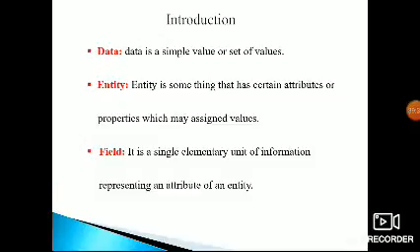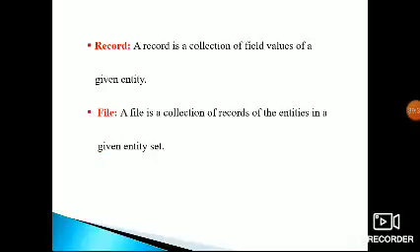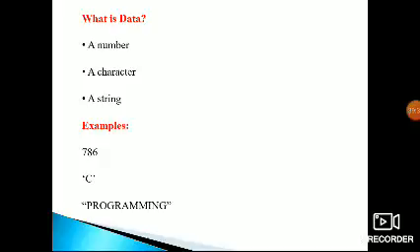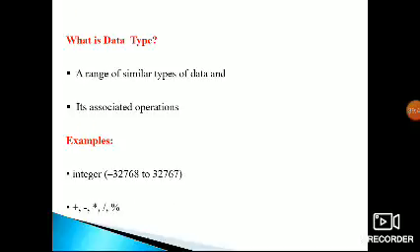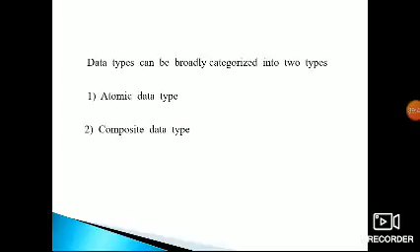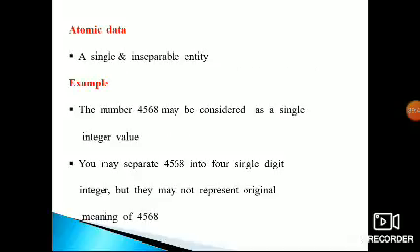So what is data? Entity, field, record, files. What is data, and an example also. What is a data type, and examples. And how many data types are we having? Atomic data type and composite.